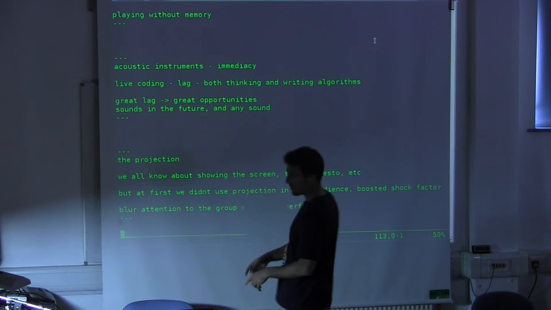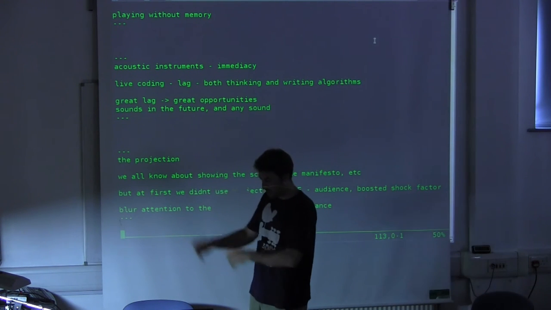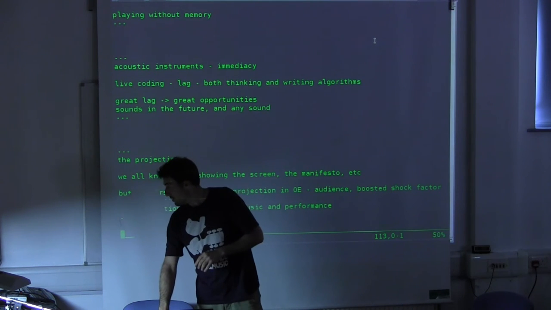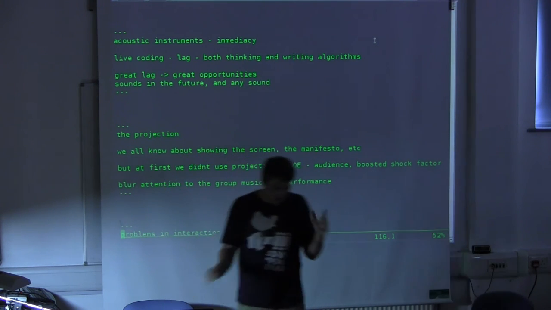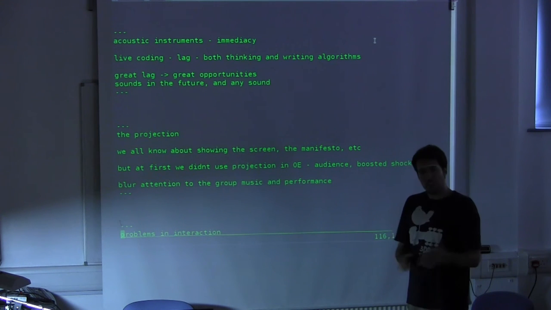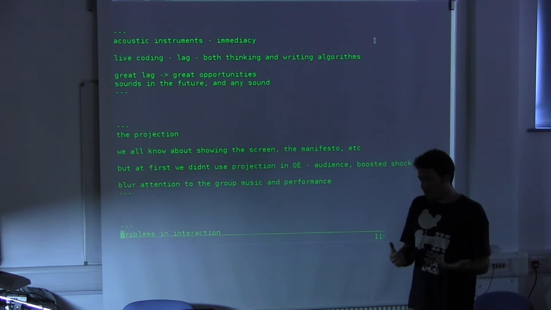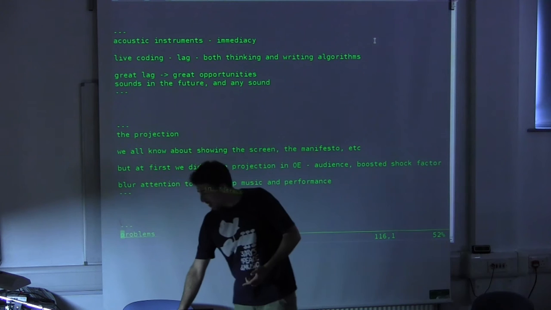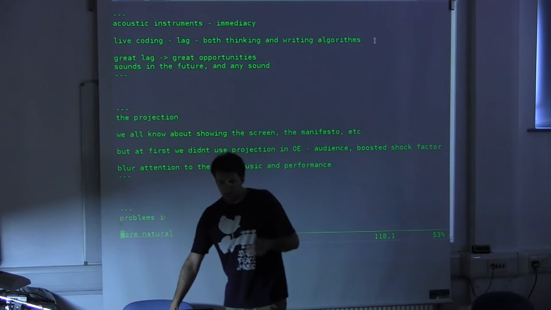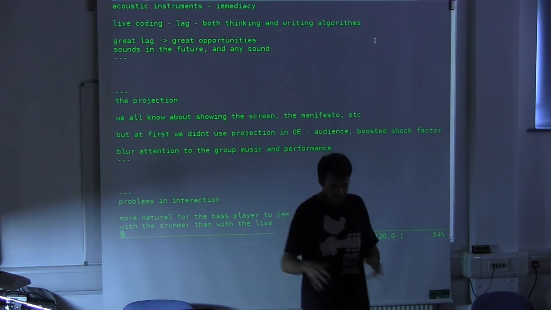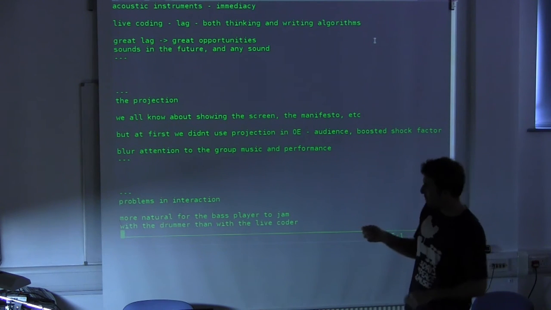Now, the big problem is paying too much attention to the code or the visual thing and forgetting about the music that's being made. So we didn't project at first, but we thought that maybe that would be one of the reasons our interaction was not good enough. And in one of our weekly meetings, I projected the live coding.